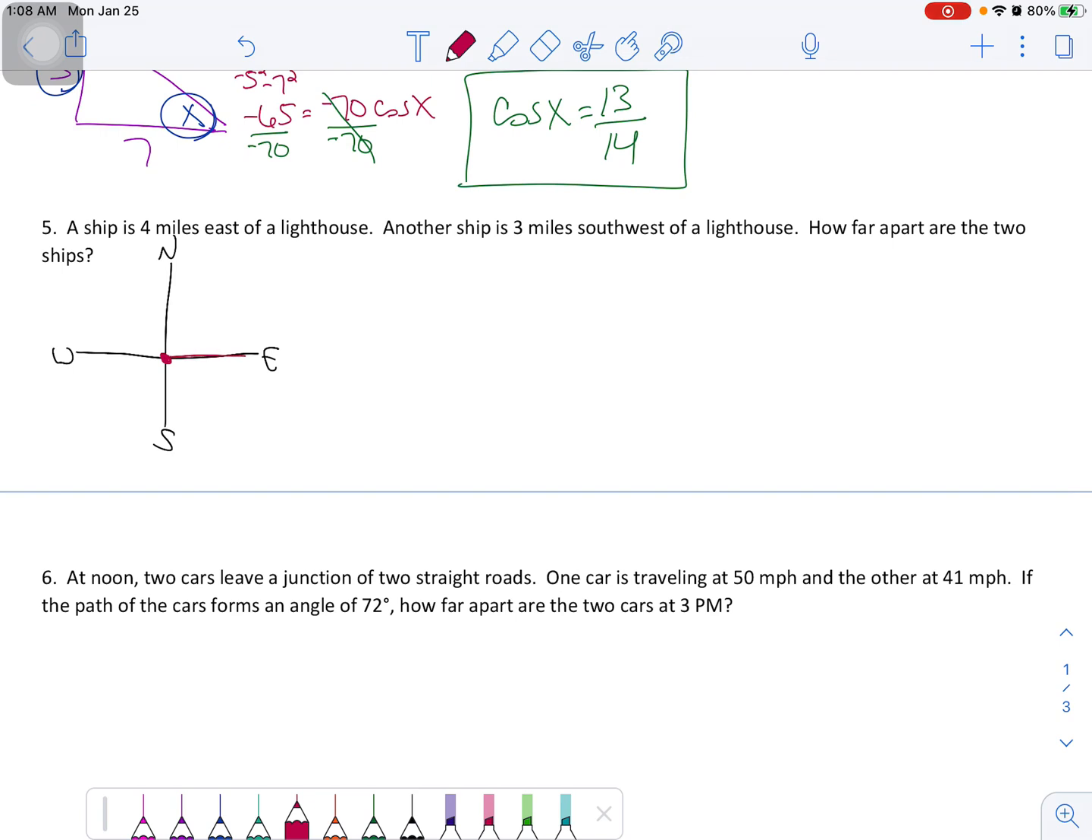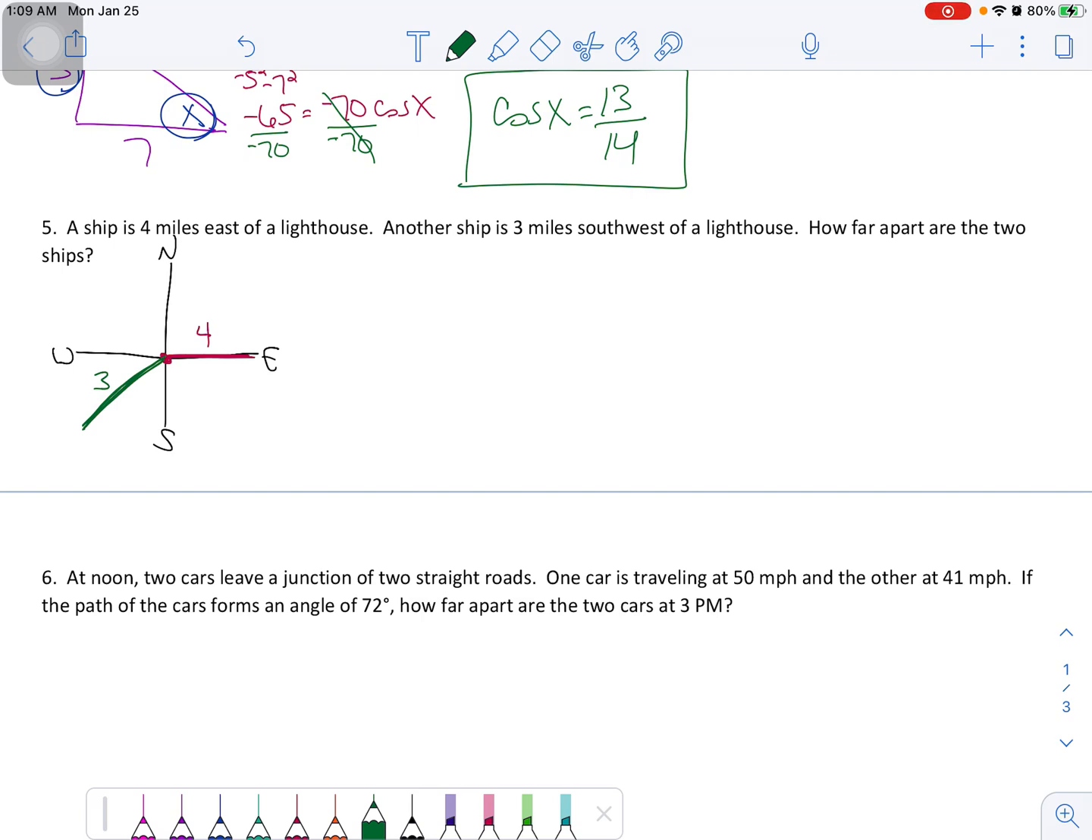So a ship is 4 miles east of the lighthouse. We're going to call that 4 miles and straight east. Another ship is 3 miles southwest of a lighthouse. If you are told southwest, northeast, any of the kind of combination directions, that's basically saying it is directly between south and west. So the ship is down here 3 miles.